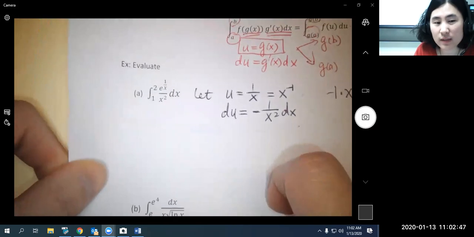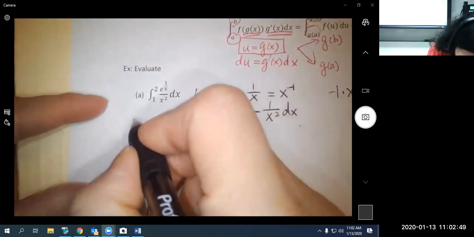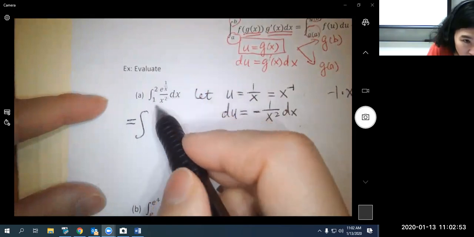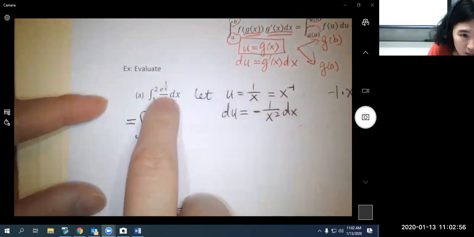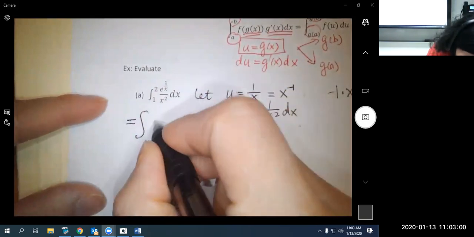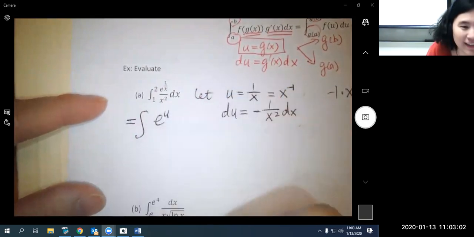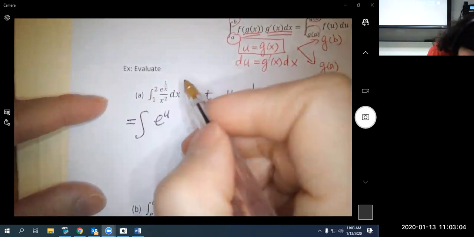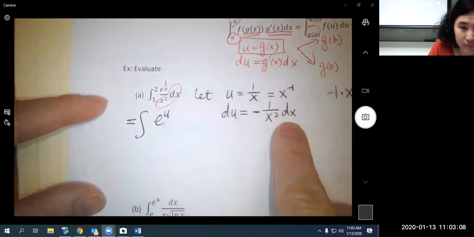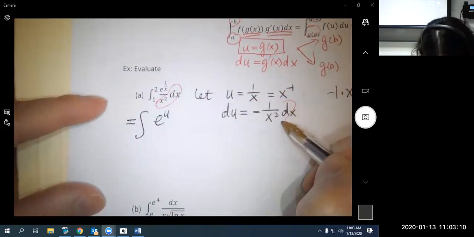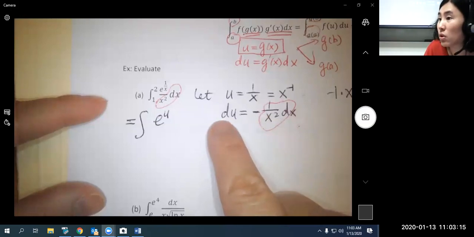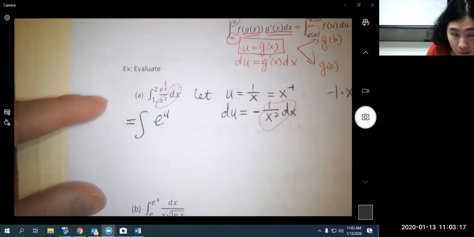All right, so let's see what we will have for our new integral. I'm not talking about the limits yet. We're just talking about this part. e to the 1 over x becomes what? e to the u. And then we also have dx over x squared. dx over x squared can be rewritten as what? Negative du, right? Negative du.